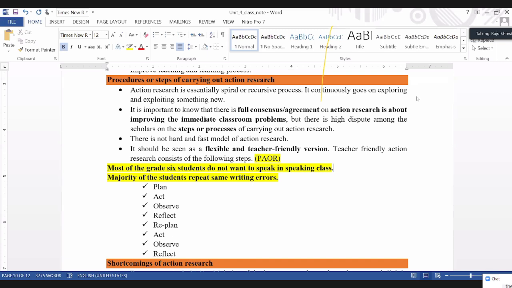Every teacher confronts problems in the course of teaching listening, speaking, reading, writing. While teaching, children have problems. These problems are the topics for action research.